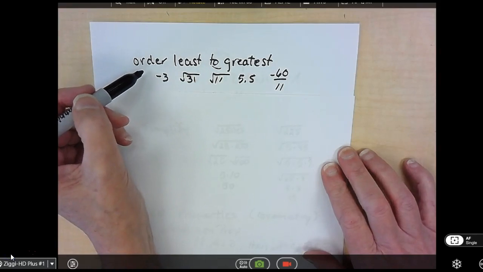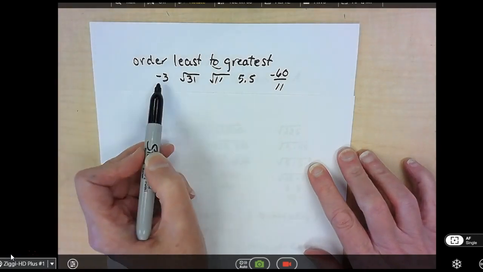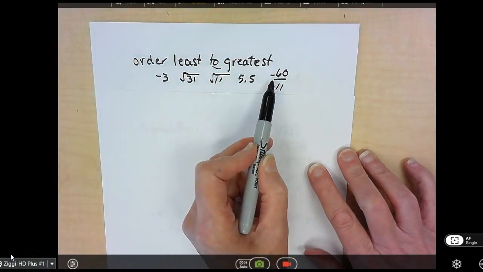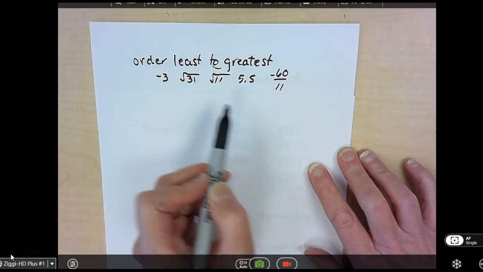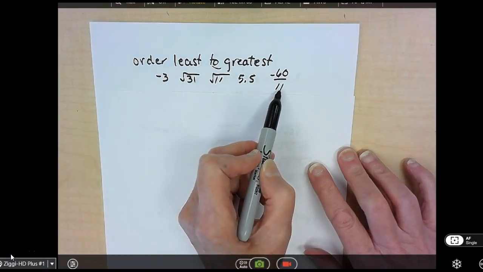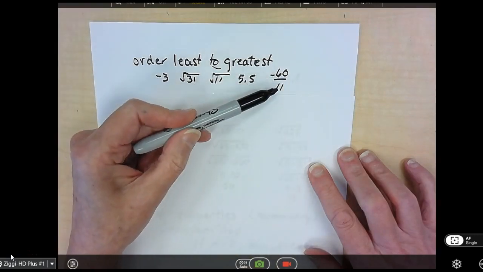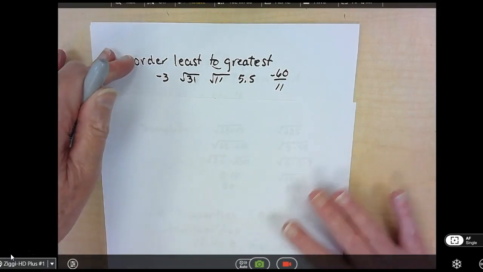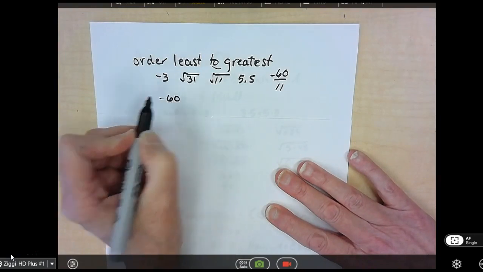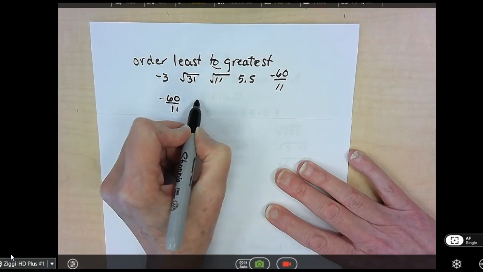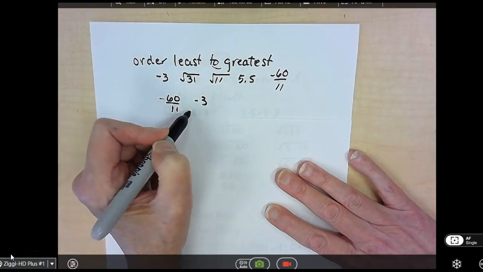So if we're putting numbers in order from least to greatest, we want the smallest. So I would look at negative numbers. So there's -3 and -60/11. So if we wrote -3 in 11ths, it'd be -3 times 11, so it'd be -33/11. So that means, because this is -60/11, that is our biggest, that is our smallest number. That negative 60 would be to the left of negative 33 elevenths, so it would go on the left side.